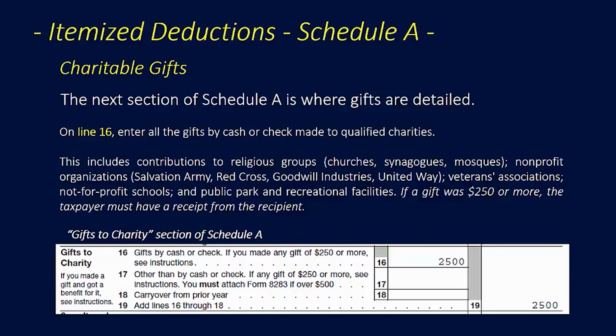This includes contributions to religious groups, churches, synagogues, and mosques, nonprofit organizations, the Salvation Army, Red Cross, Goodwill Industries, United Way, to name a few, veterans associations, not-for-profit schools, and public park and recreational facilities. If a gift was $250 or more, the taxpayer must have a receipt from the recipient.